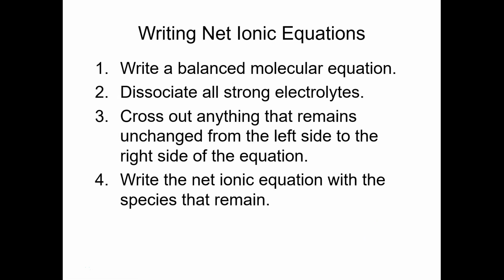So here's a summary of how to do that. Writing a net ionic equation. You're going to write a balanced molecular equation. Once again, the term molecular really should be in quotes because it is an ionic reaction, but the molecular equation shows the ions as if they were associated in compounds. Then we dissociate our ions and form the ionic equation. Then we identify and cross out the spectator ions. Those are the things that remain unchanged from one side of the equation to the other. And then we rewrite the equation without the spectator ions, and that gives us the net ionic equation.